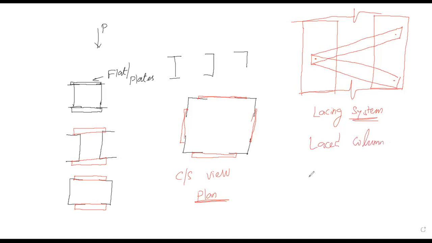Okay, this one is a single lacing column, which means I'm going to have only one inclined member like this. Instead of this, if I give an X profile, then it should be called double lacing. So at a single spine, it can have double flats, two flats or plates. Then the system is denoted as a double lacing system. This type of column is called a laced column.